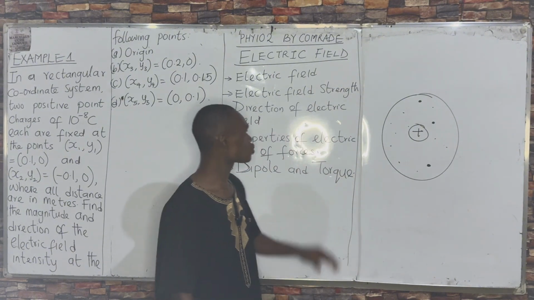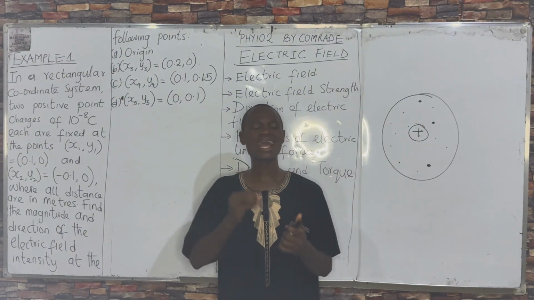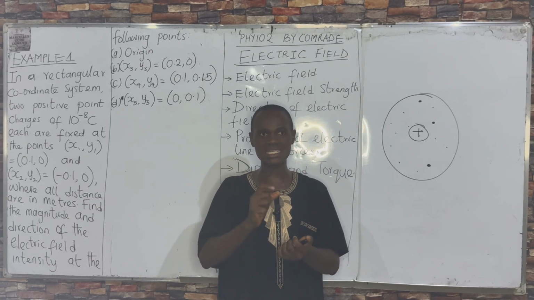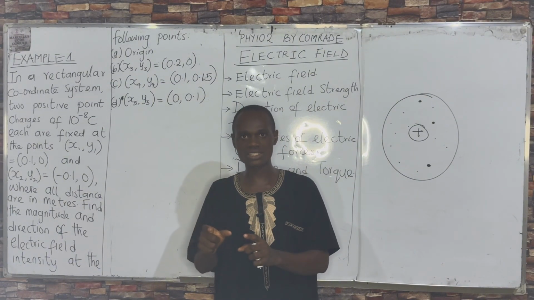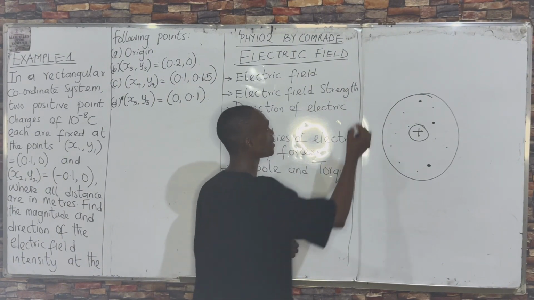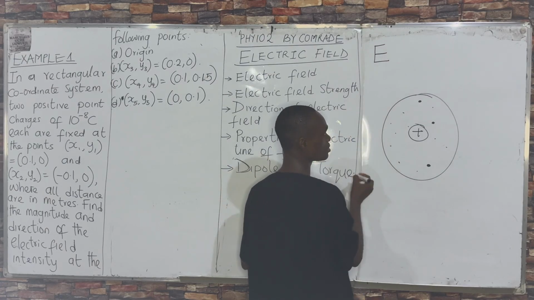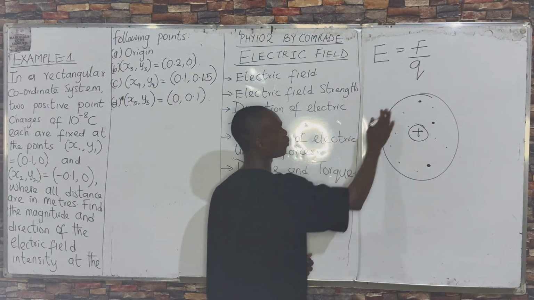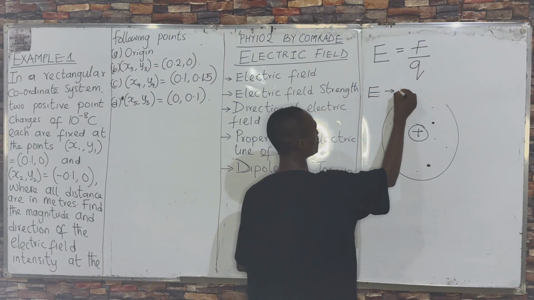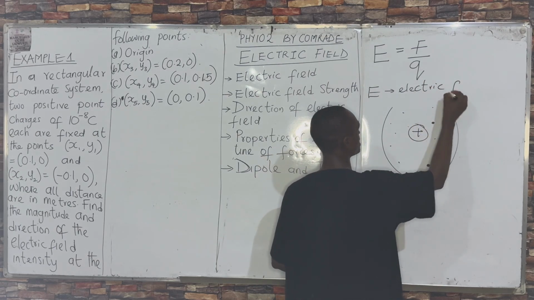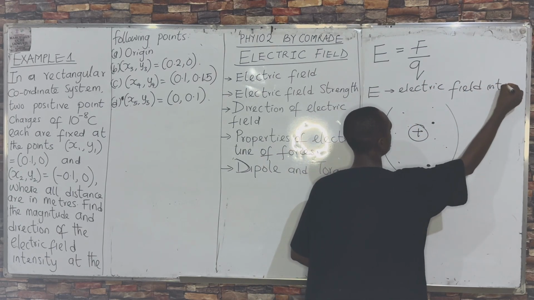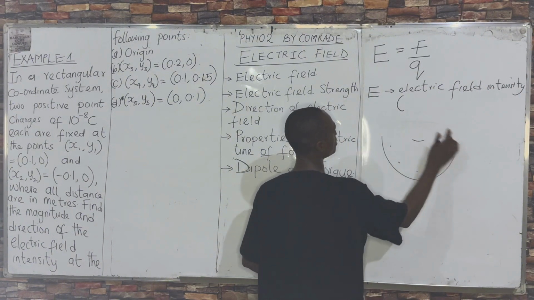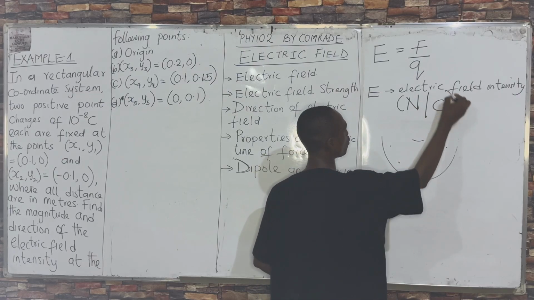You get it. So what is electric field strength or electric field intensity? Electric field strength or intensity at a given point in an electric field is the force per unit charge at that same point. Meaning, electric field intensity E is equal to force per unit charge, where this E represents electric field intensity. And the unit of electric field intensity is Newton per coulomb.